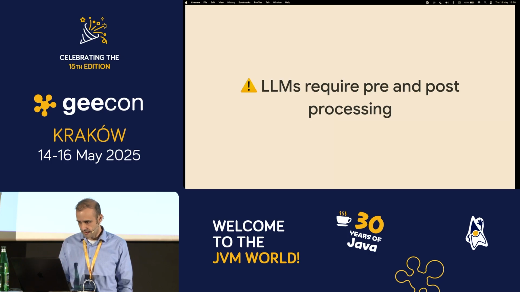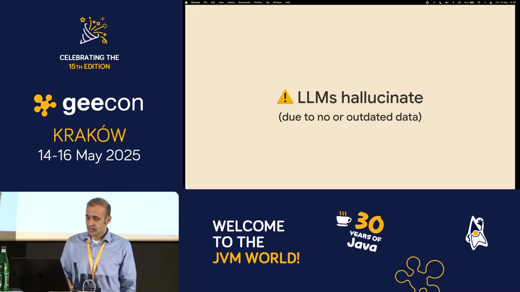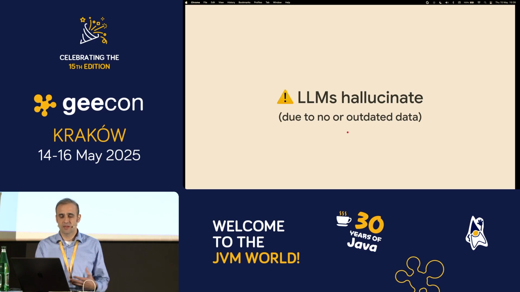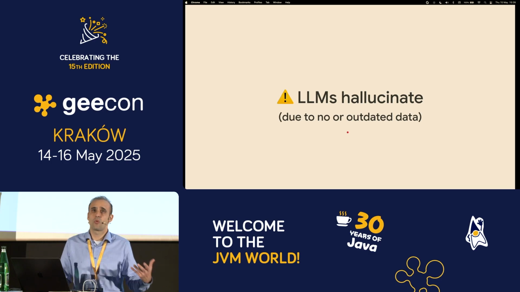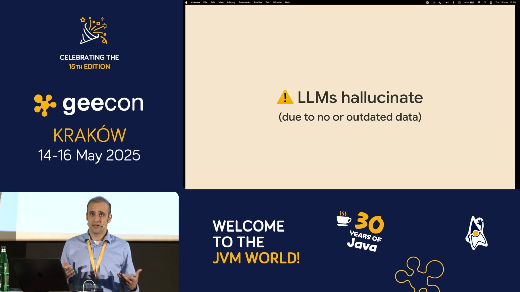So that's number one. The second and more important thing is that LLMs hallucinate. This used to be a bigger problem. It's getting better with the newer models, but they still make up facts. And this happens for different reasons. They hallucinate because sometimes they don't know what you're talking about. They're not trained with the data, or maybe their data is outdated, but they will give you an answer anyway, right?